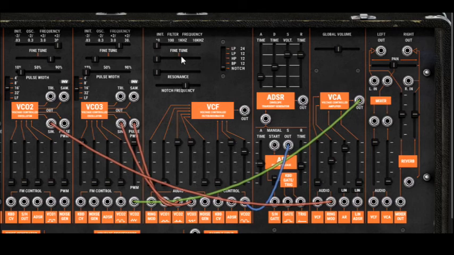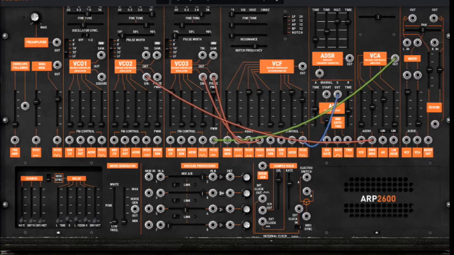Or adding a bit of chorus and a bit of delay, but the delay only at one of the stereo channels.